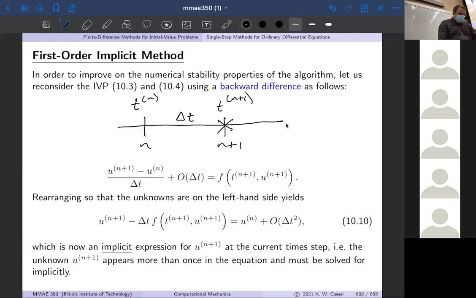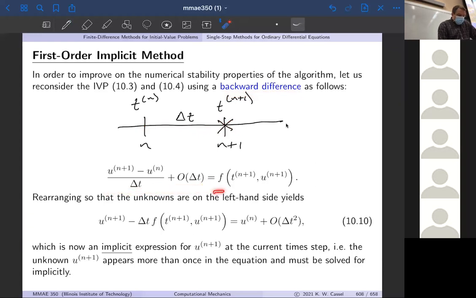So now we're going to have to use a backward difference in time, because we're going to approximate the time derivative here, which means we're going to have to look backwards. So (u_{n+1} minus u_n) over delta t, and that's still only first order accurate. It's just a backward difference rather than a forward difference.